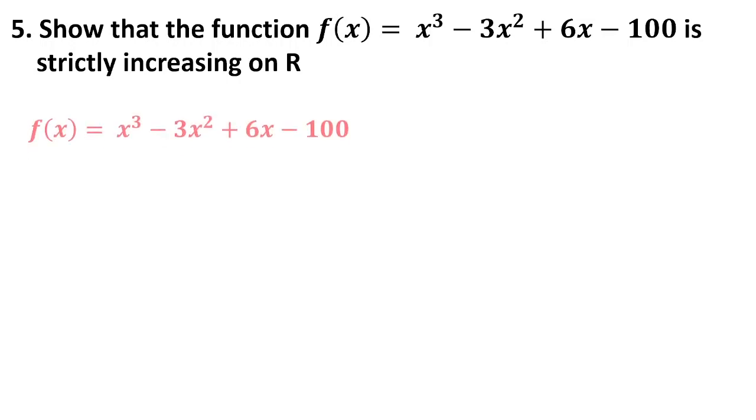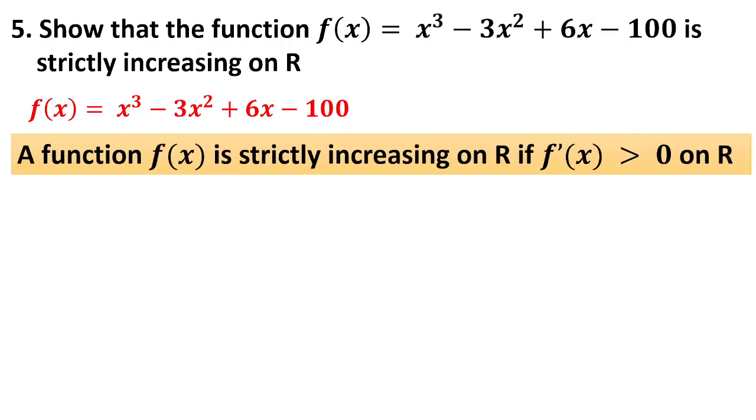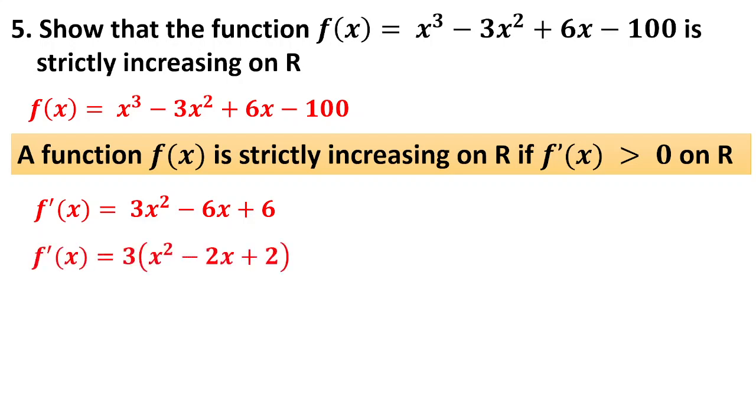Now let us go for f dash of x. A function is strictly increasing if f dash of x is greater than 0. Therefore f dash of x is 3x square minus 6x plus 6. I take 3 outside, it is x square minus 2x plus 2. Now remember, this is not a perfect square, that is, it is not in a minus b whole square form, and you cannot factorize it also because b square minus 4ac is less than 0.